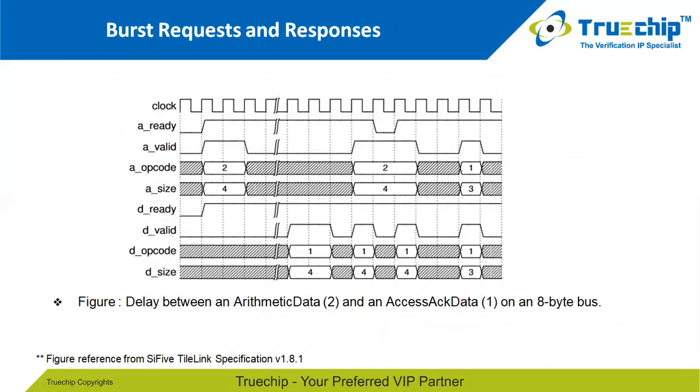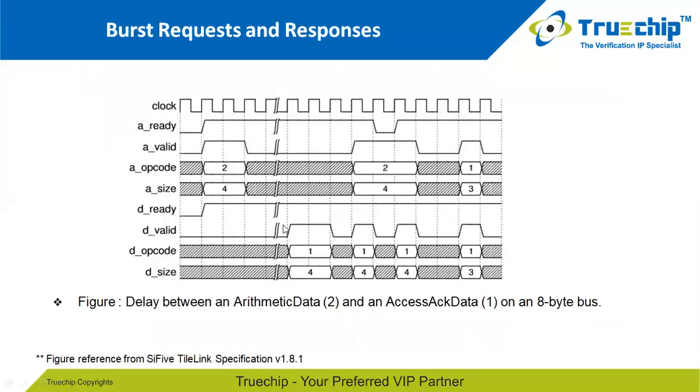The burst request and response. Here in the waveform for the burst operation, the first beat of the response message is presented no earlier than the first beat of the request message. So satisfying the first rule of the forward progress rules.